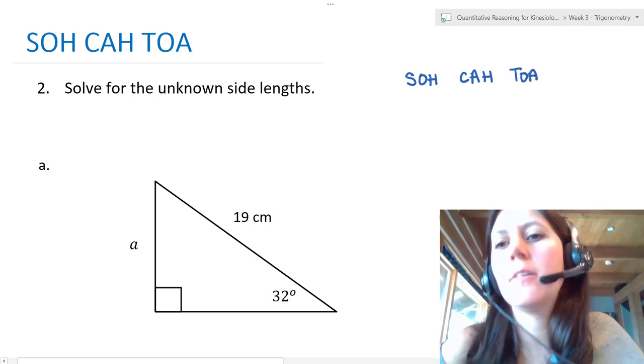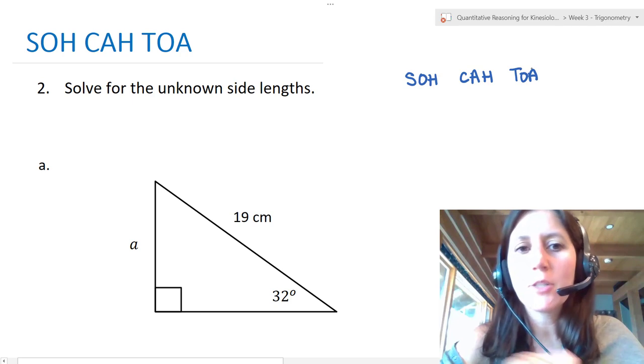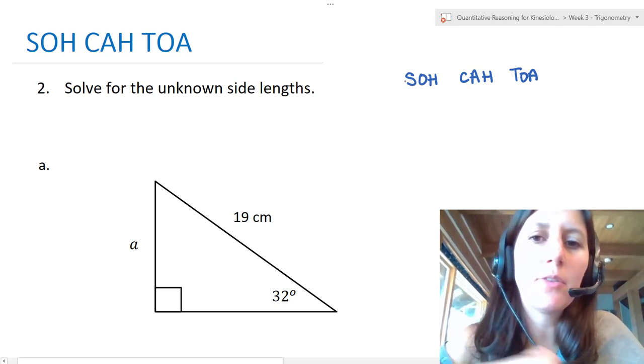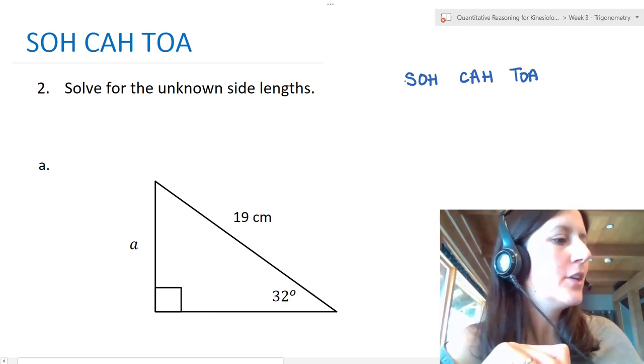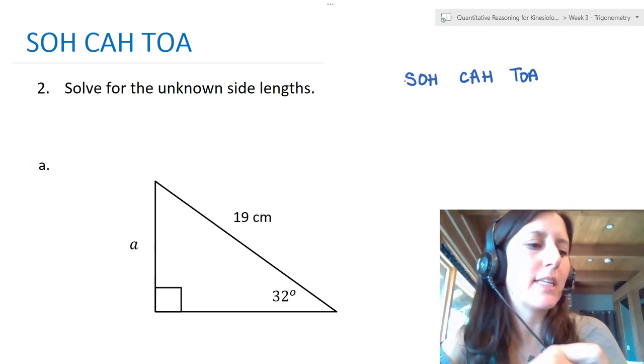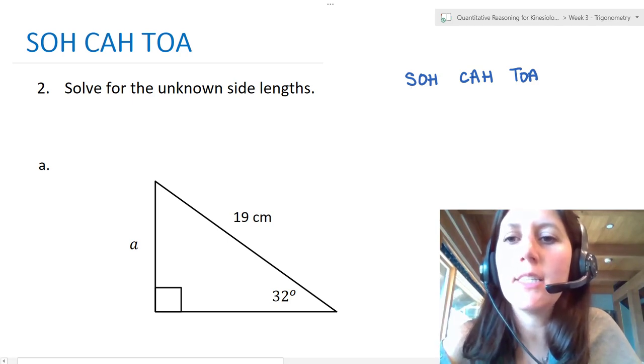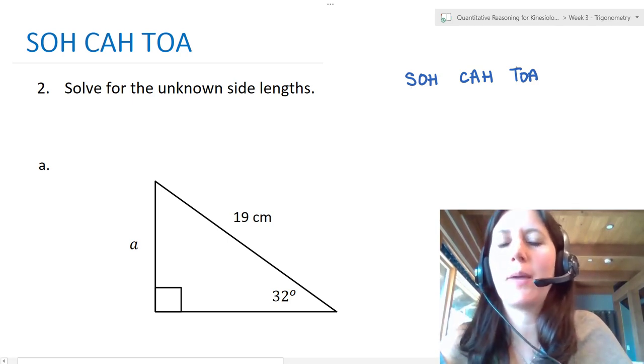Some of you may have heard this mnemonic before. Some of you, this might be brand new. So I'm going to explain what this means. On your calculator, you'll see 3 different trig buttons. One of them says sine, the other one says cos, and the other one says tan. Now the S, the C, and the T stand for those 3 trig buttons.